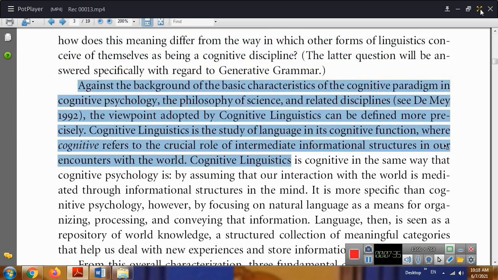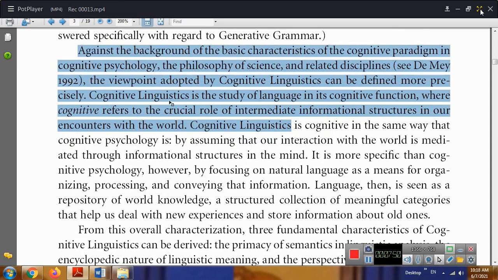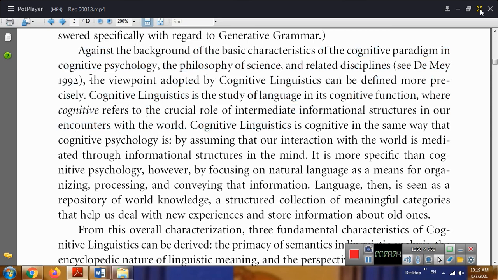Against the background of the basic characteristics of the cognitive paradigm in cognitive psychology, the philosophy of science and related disciplines, the viewpoint adopted by cognitive linguistics can be defined more precisely. Cognitive linguistics is the study of language in its cognitive function, where cognitive refers to the crucial role of intermediate informational structures in our encounters with the world.